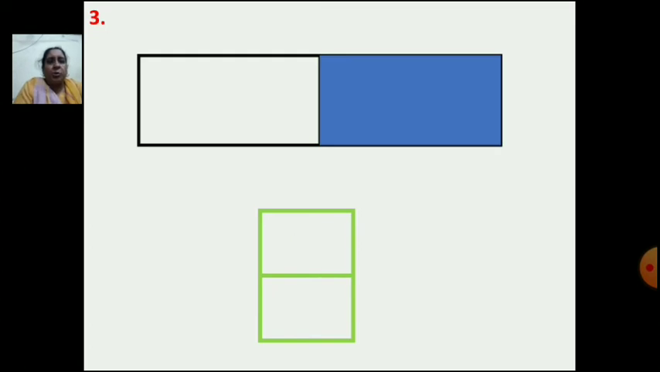Now, next question. Here, how many total parts are there, children? You can count. 1, 2. Only 2 parts are there. And how many parts are shaded? Yes. You can see blue color shaded. Only one part is shaded. Right? So, what will be the answer? Yes, shaded part is 1, total part is 2. So 1 upon 2 is the answer.